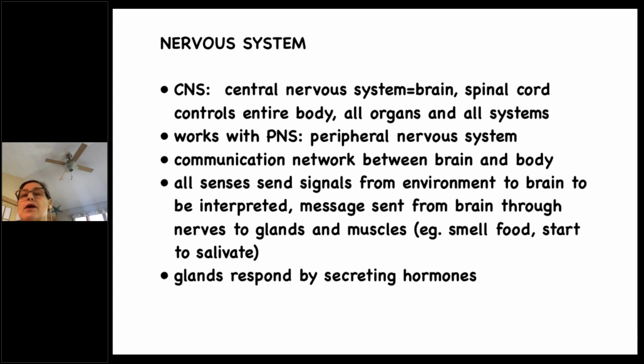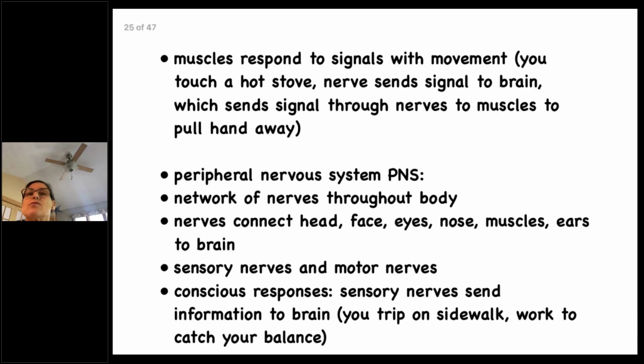And glands also respond by secreting hormones. Now, muscles respond to signals with movement. For example, you touch a hot stove, your nerve sends a signal to the brain, and the brain sends a signal through the nerves to your muscles to pull your hand away. Now, that happens way faster than me explaining it.